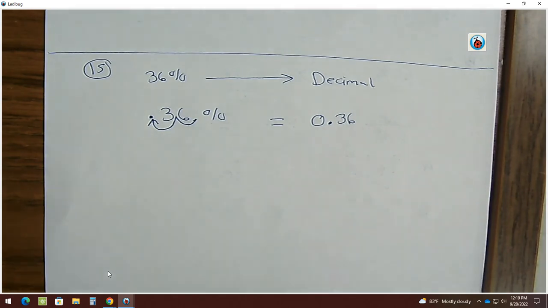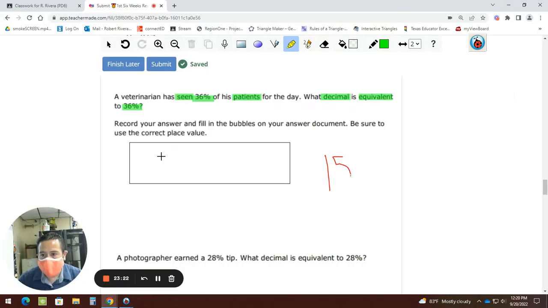Now, how do you punch in this? This is the most important part of this question. Wait. To punch it in, you're going to click in here with a cursor. Listen. And you have to press positive. It's a positive number. 0.36, no spaces.